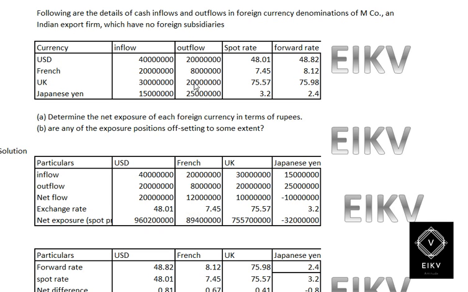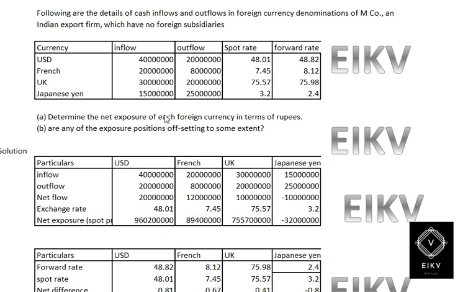The inflow would be 40 million, 20 million, 30 million and 15 million, and the outflow would be 20 million, 8 million, 20 million, 25 million. Spot rate would be 48.01, 7.45, 75.57 and 3.2, and forward rate would be 48.82, 8.12, 75.98 and 2.4.